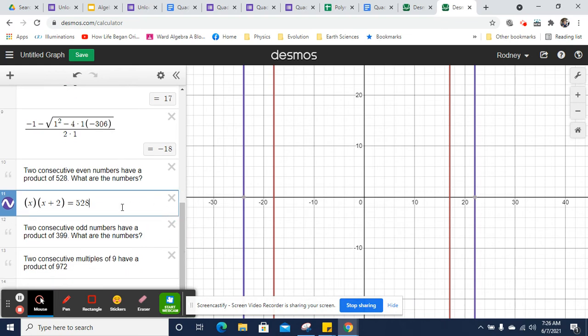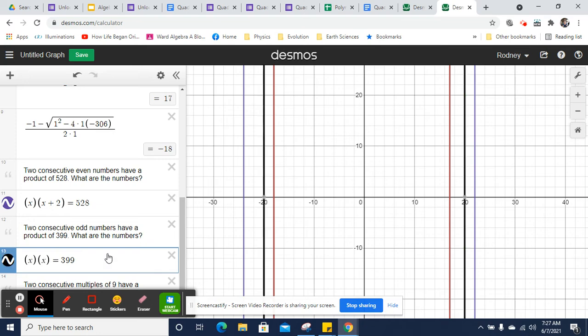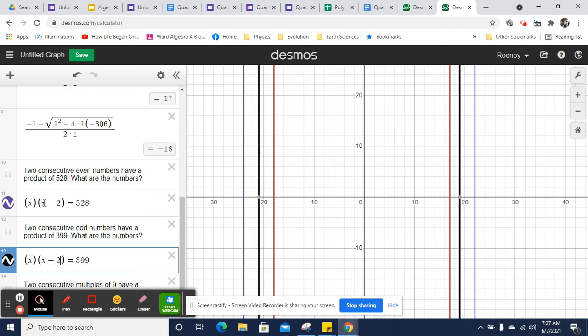A lot of this is just in coming up with a setup. And there are a variety of ways you could go through it once you've got the equation. How about 2 consecutive odd numbers? Okay, again, it's a product. We're getting 399 as our product. How do we express two consecutive odd numbers? Well, let's say the first one was x. The next odd number is two more. It's actually the same setup as two even numbers.